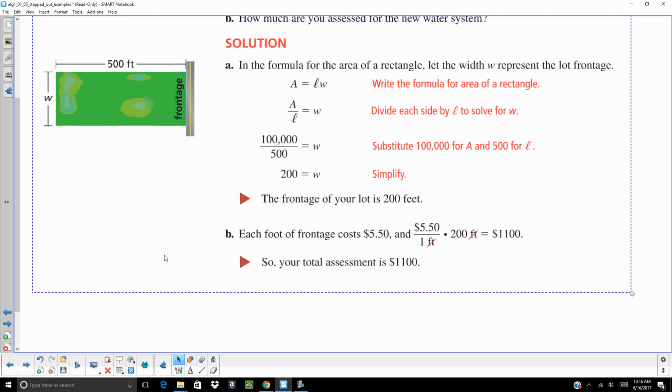Whenever you do this, it's always good to have a picture. It's rectangular, and we know for the area for a rectangle, it's length times width. So we need to find that width. That's just going to be 100,000 divided by 500, which is 200. So the width is 200. The frontage of your lot is 200. And then each foot of the frontage costs $5.50. So you're going to take $5.50 times 200. So that's going to be $1,100.